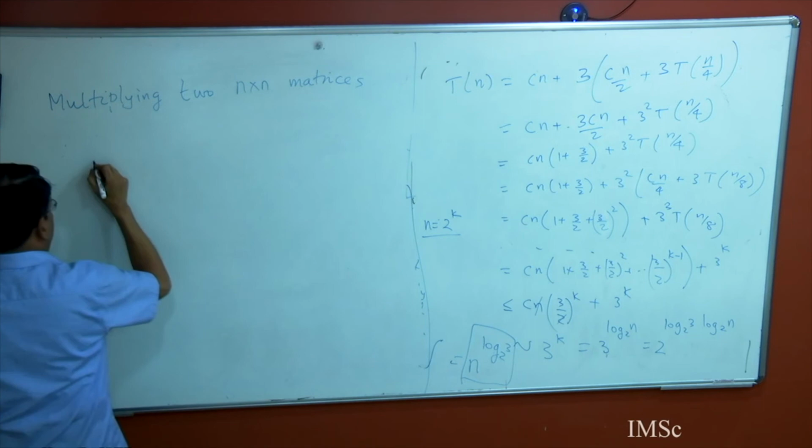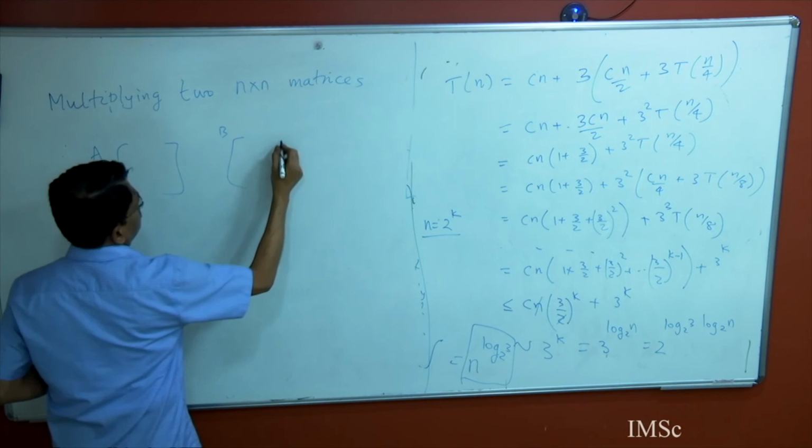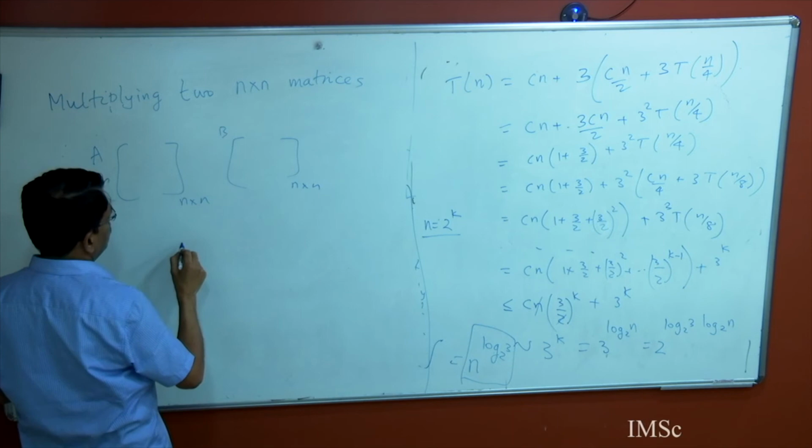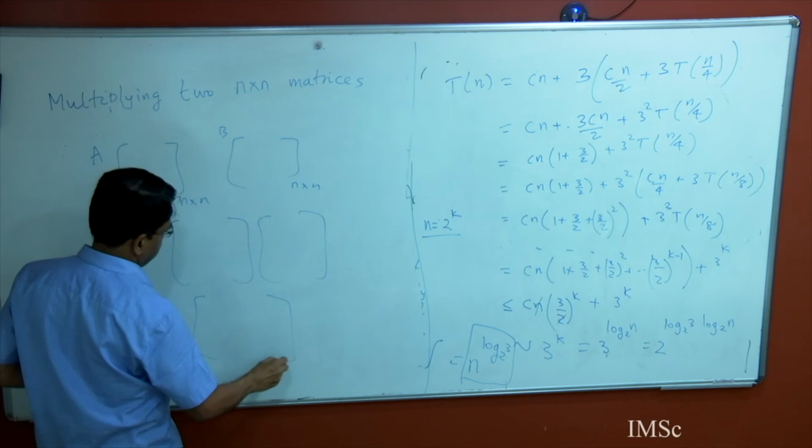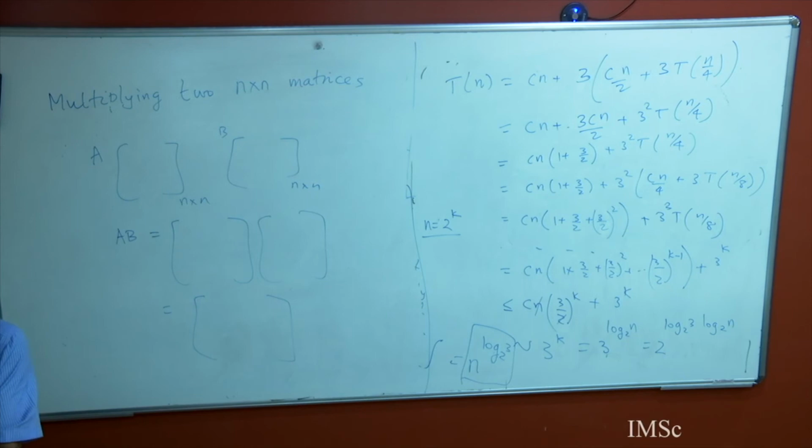So, I have a matrix A and I have a matrix B. For simplicity, let's assume that both are n by n, and I want to compute the product. Okay. So, you all know how to do this matrix multiplication, the standard algorithm you have learnt. Let's analyze the algorithm. How much time does that take?